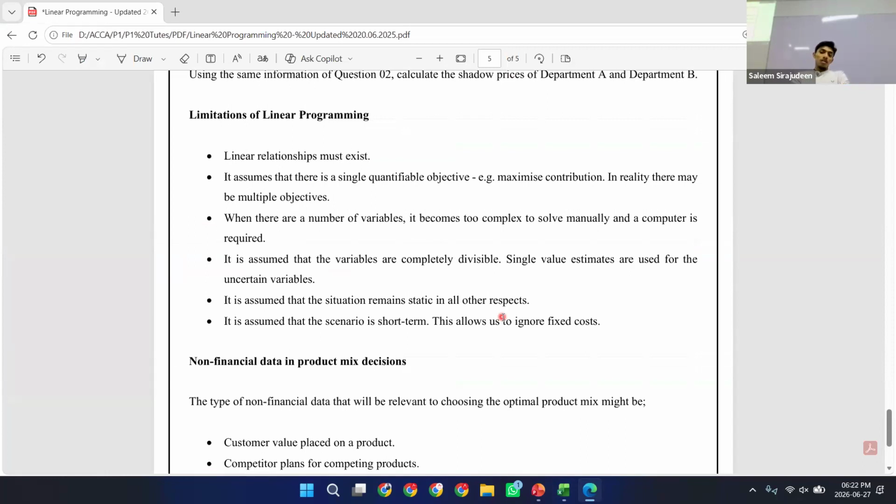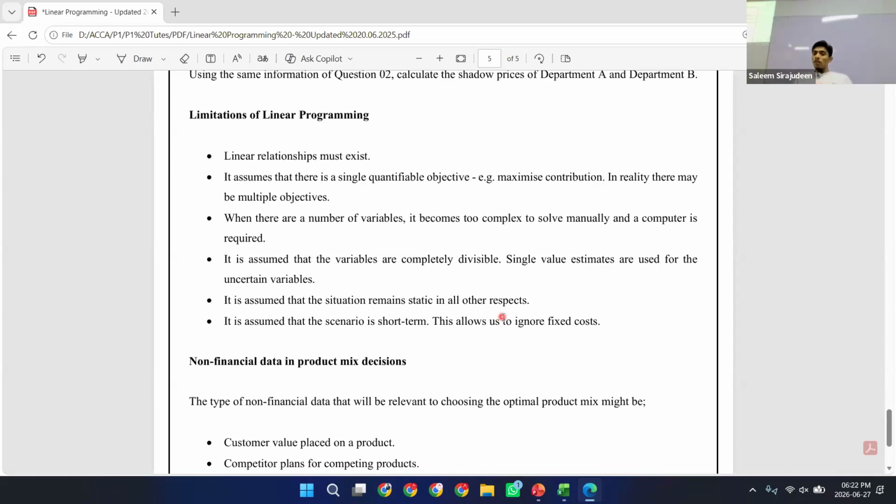Right, so people, now when it comes to linear programming also, there are some limitations. The first one, linear relationship must exist. So you are assuming that straight line relationship is there. Second one, it assumes that there is a single quantifiable objective. So which means at a time you have only one objective. It will be either maximizing the contribution, if not cost minimization. But when it comes to real world context, we can have multiple objectives, right?